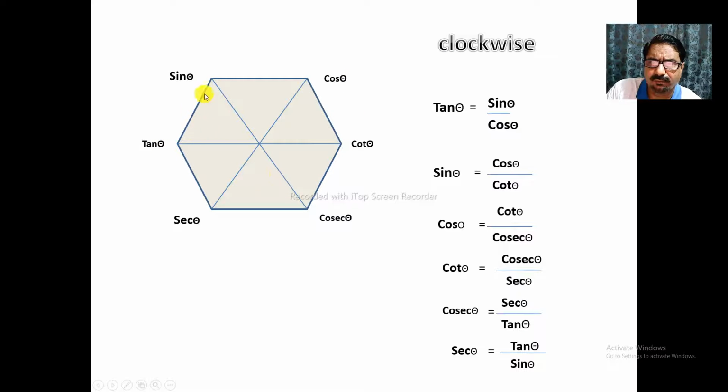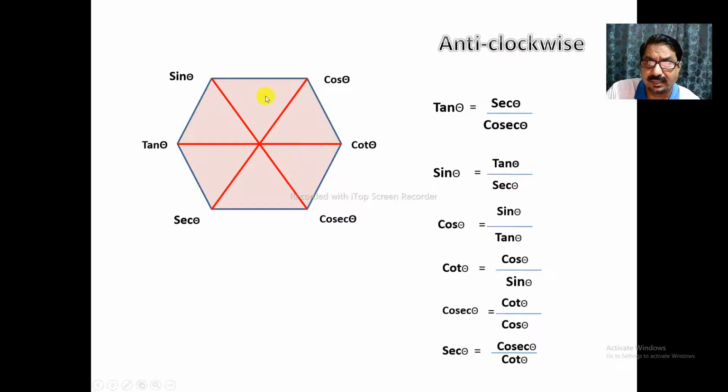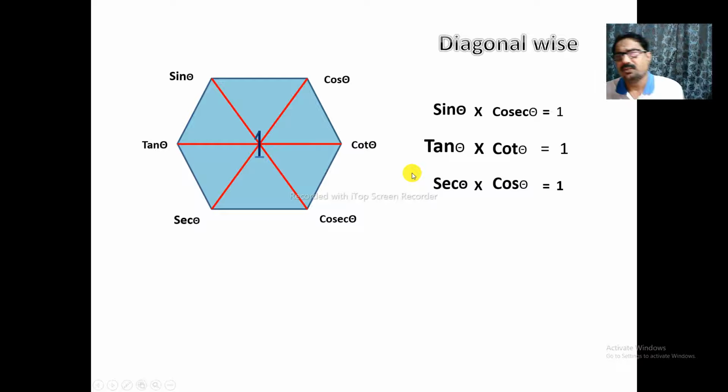If you move in a clockwise direction, the way a clock moves, tan theta is sine by cos, sine is cos by cot, cot is cosec by sec, and so on. This is called clockwise. And this one is anti-clockwise, the other way, in the opposite direction to how the clock moves. So tan theta is sec by cosec, cosec is cot by cos, and so on. So here also there are six more formulas. You remember so many formulas in an easy way.